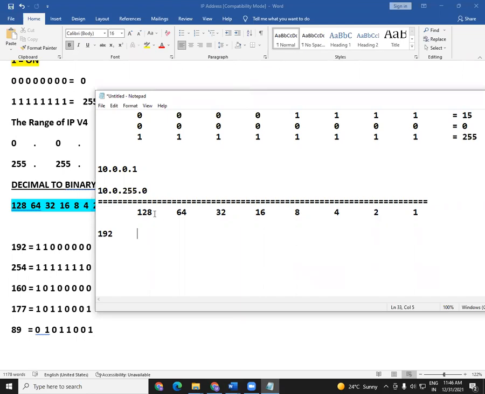Now what is the first bit value here? 128. Now you should ask a question to yourself. Can we subtract 128 from 192 or not? That is a question. Of course we can do that, right? 128 is a lesser number, 192 is a higher number, so we can subtract. So if you are able to subtract a value, then it will be 1.